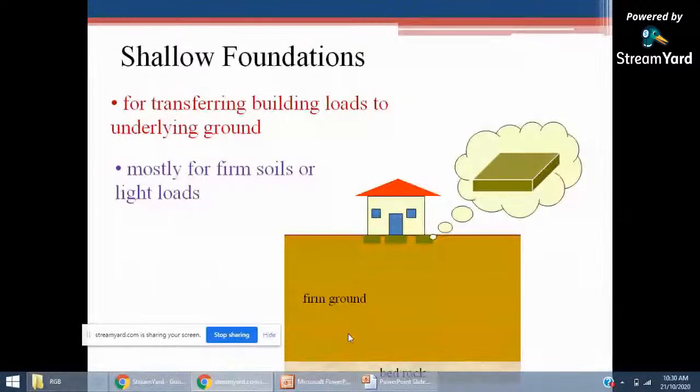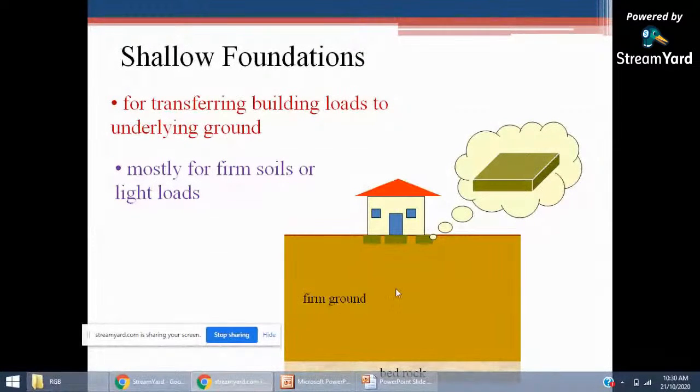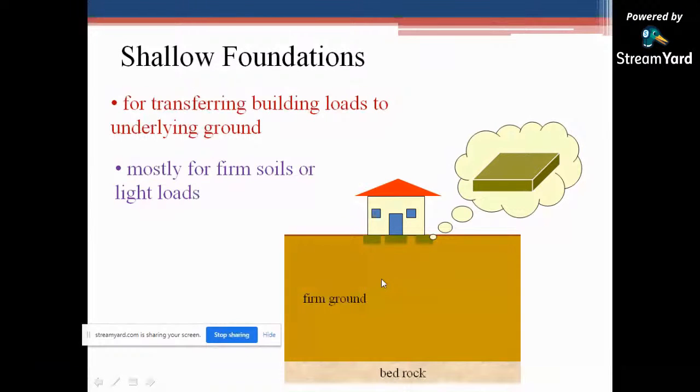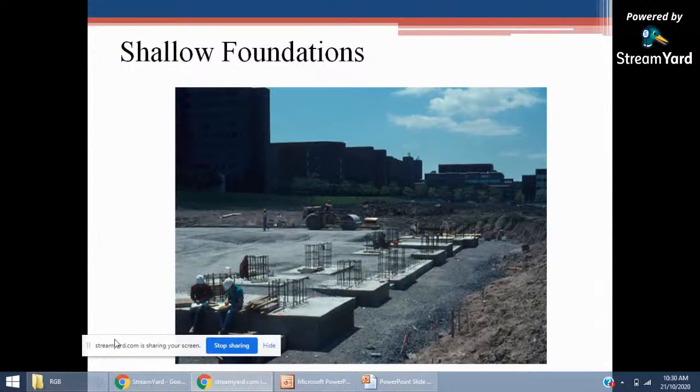If there is rocky soil, if there is firm soil, where concrete materials, rocks, and hard strata are available, then you give the shallow foundation of this type for any small or big construction. So this is an example of shallow foundation. These are footings, and these are coming out of this.